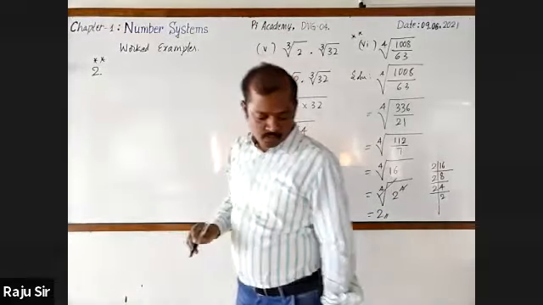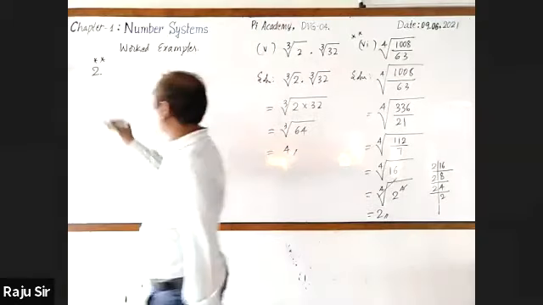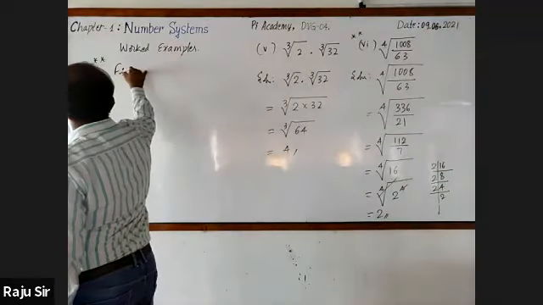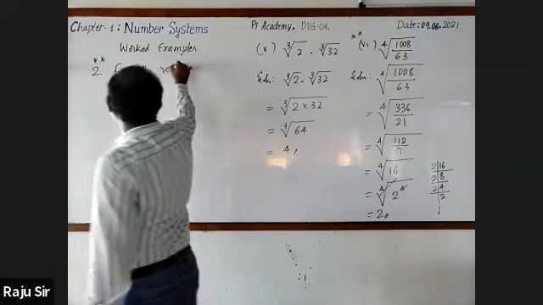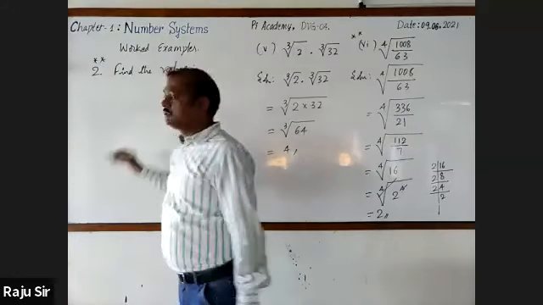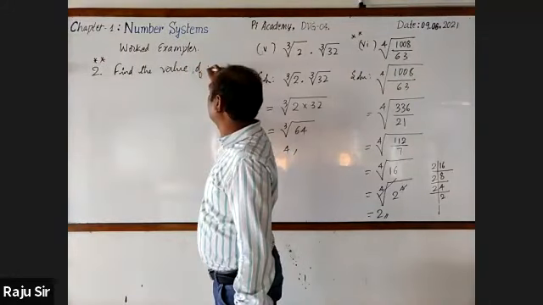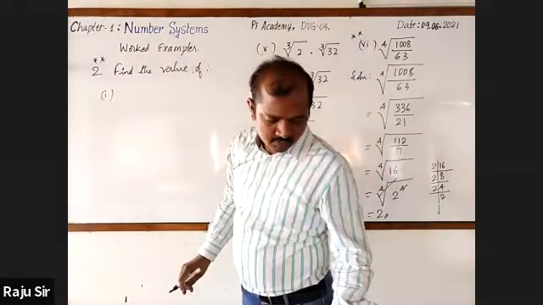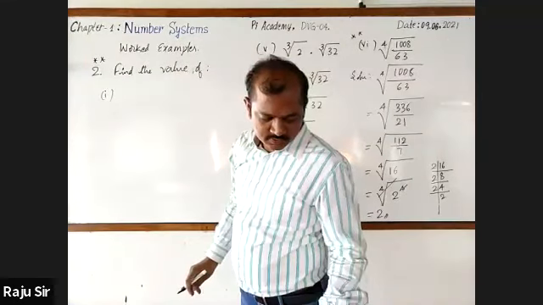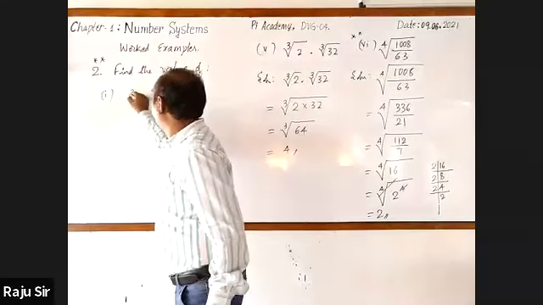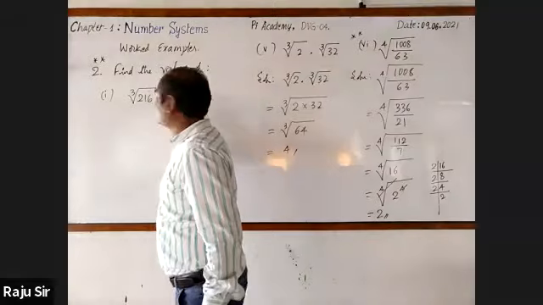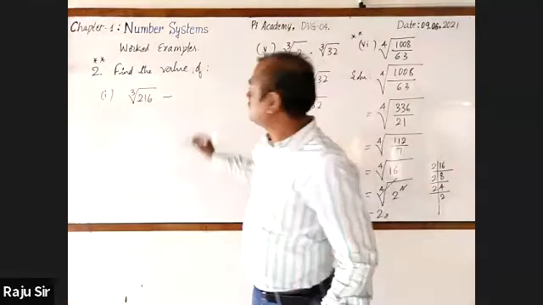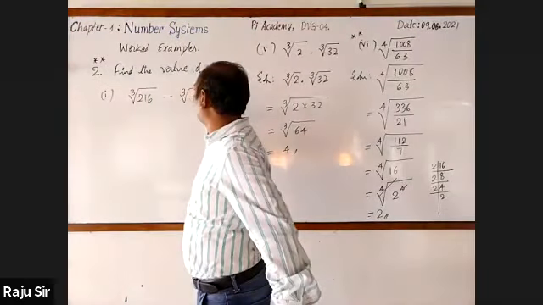Find the value of. In that, there are 2 sub questions. I'll give you one by one. First one. It is cube root of 216 minus cube root of 125.